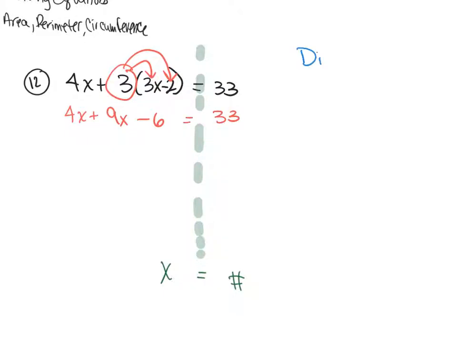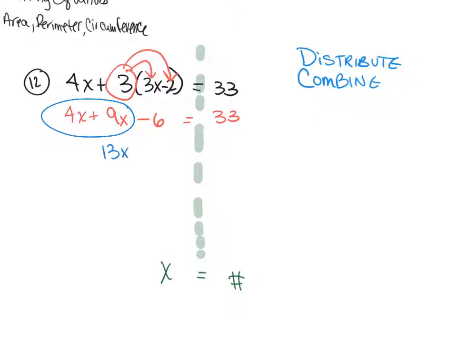So if you wanted to have a first step, you could say that distribute is the very first step. The next step is to combine like terms. So on the left-hand side, I notice that 4x and 9x are like terms, and they combine to give you 13x. You rewrite the minus 6 is equal to 33. So the third step could be rewrite. We just rewrote the negative 6 and the 33.